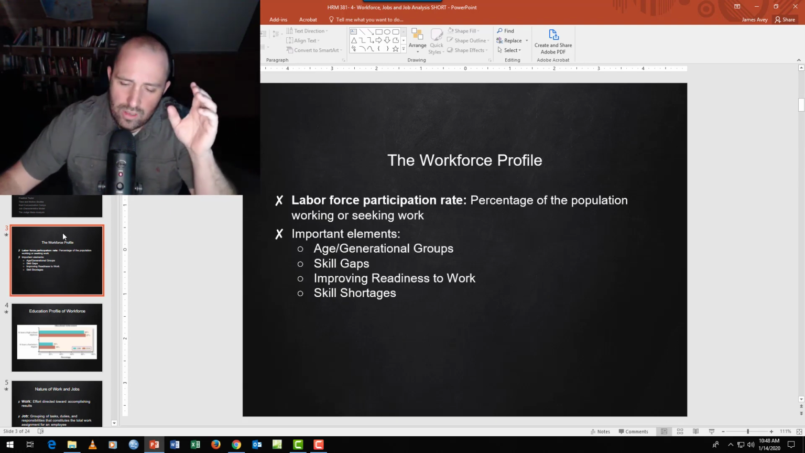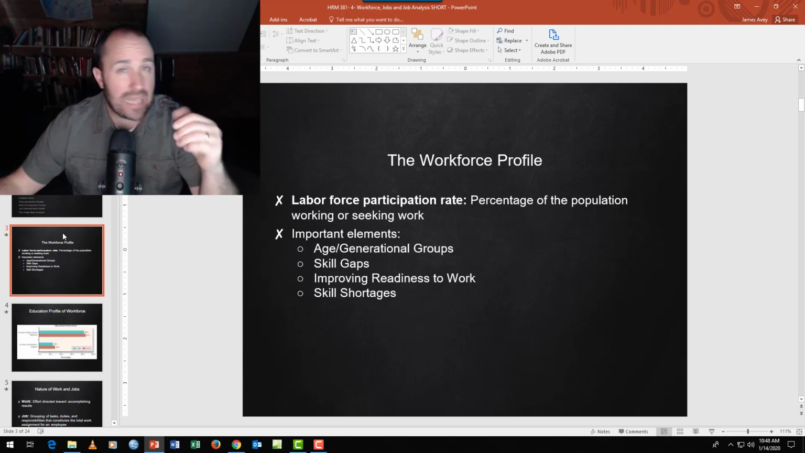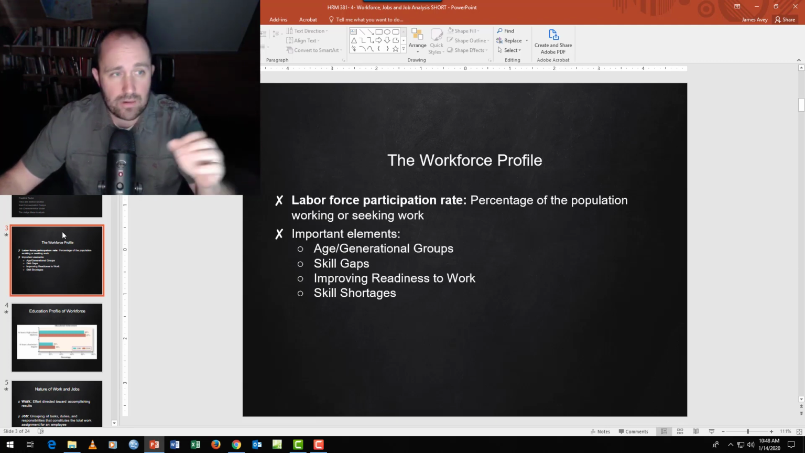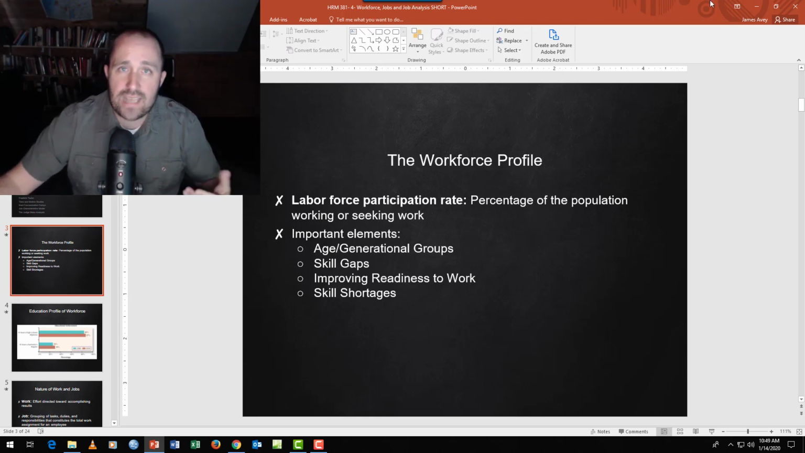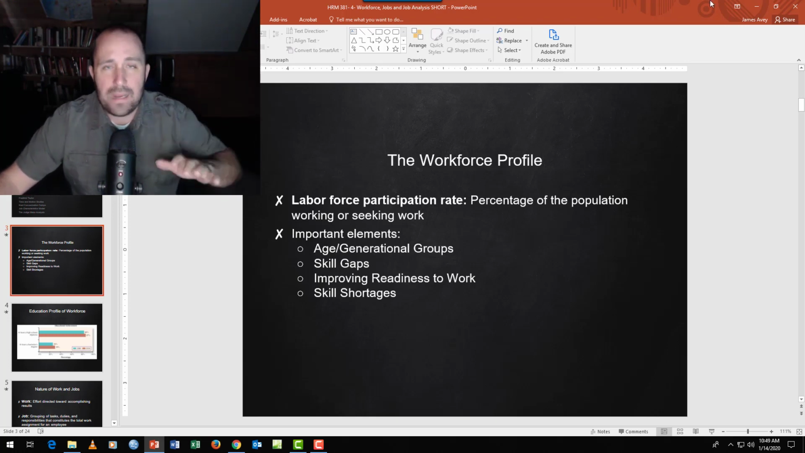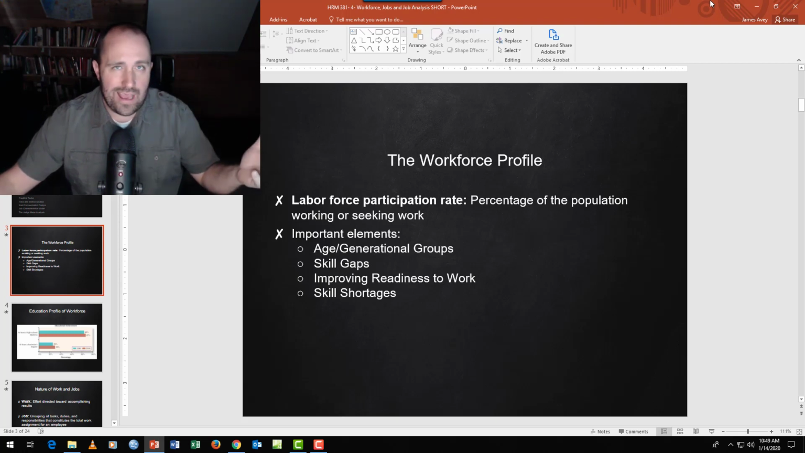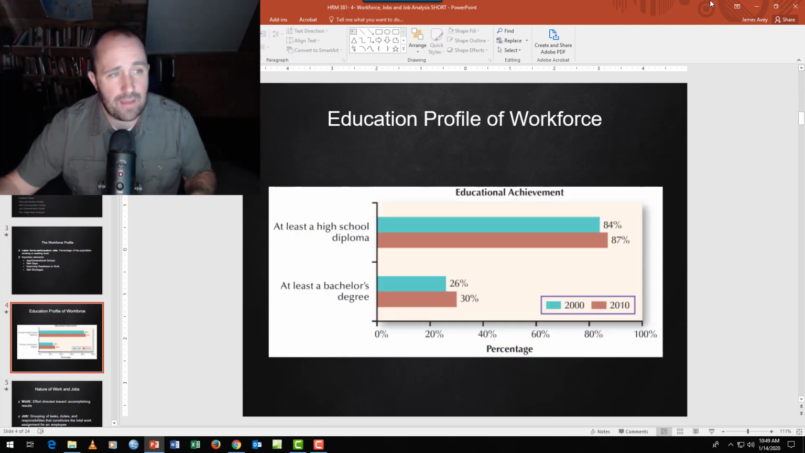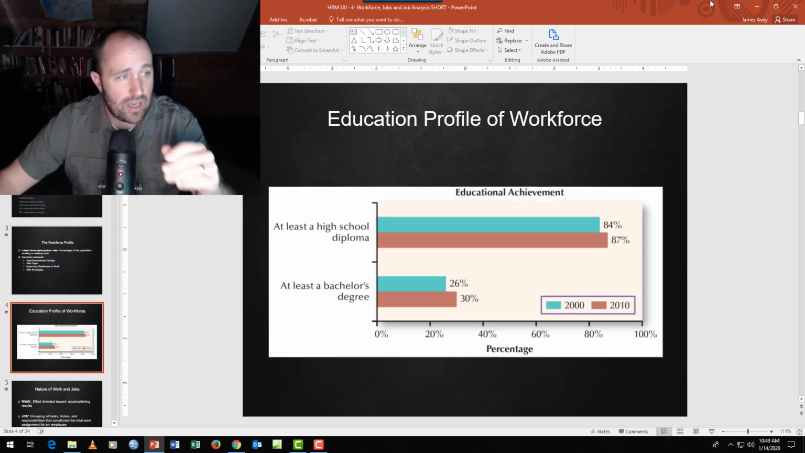Workforce profile. So the labor participation rate, this is something that we look at nationally in the United States, and that is what percentage of the population is engaged in work or ready for work or would like to go to work. There's other numbers, like unemployment, stuff like that. But really from an HR perspective, we're asking the question, how many people would like to have a job or are working, and what do they look like in education and age and gender and stuff like that. So from an education perspective, you can see about 87% in 2010.